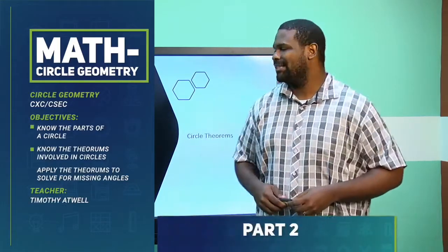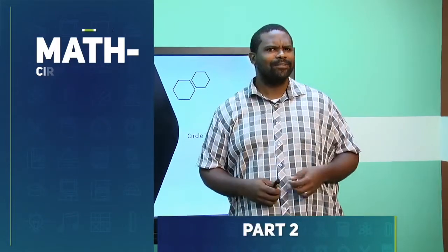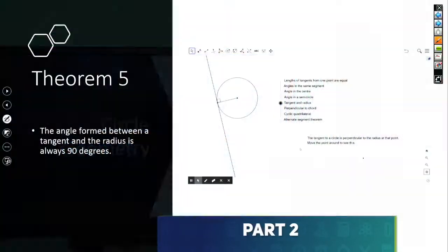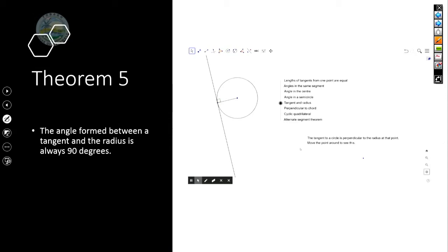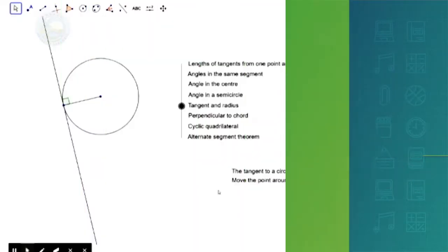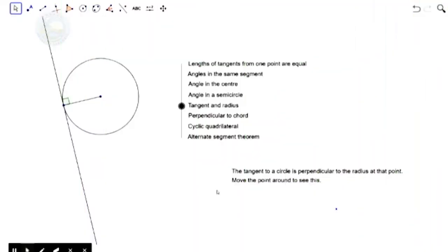Today we're dealing with mathematics, and we're dealing with one of the most fun mathematics topics, circle geometry. The fifth theorem that we want to look at today, it really is not much to it, but it says that the angle formed between a tangent and a radius is going to be 90 degrees. So this rule says that the tangent to a circle is always going to be perpendicular to the radius at that point.